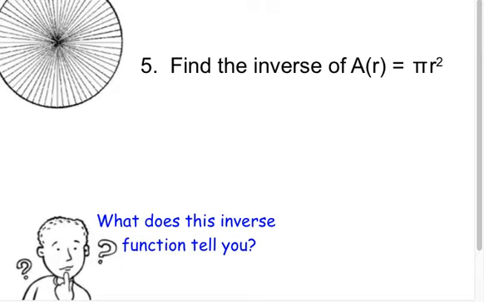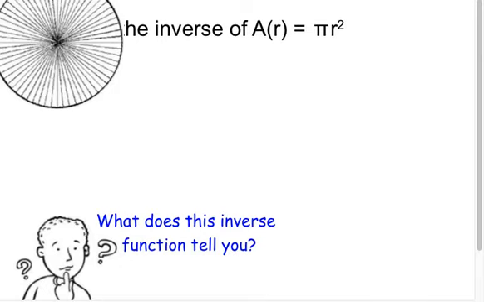Here we go, number 5. Here's a real world problem. A of r equals pi r squared. Well, that's the area of a circle. So the first thing I would do with this is I wouldn't work with A of r. I'll just say area equals pi r squared.